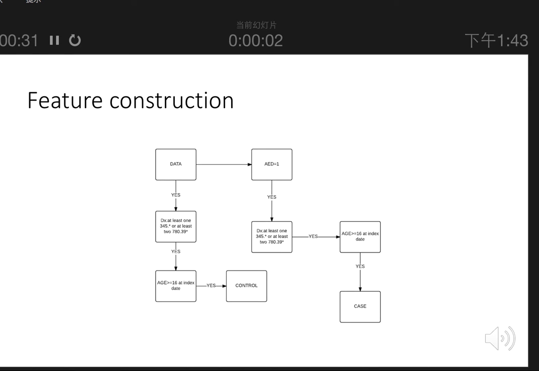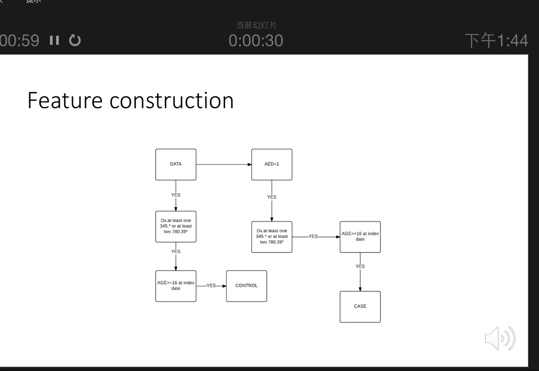First, we'll introduce our feature construction method. First, we need to define non-refractory patients as the control group and refractory patients as the case group. Patients in the case group are those who failed at least 4 AEDs, and patients in the control group are those who failed one and only one. And then we need to pre-process the data and get the case group and the control group.